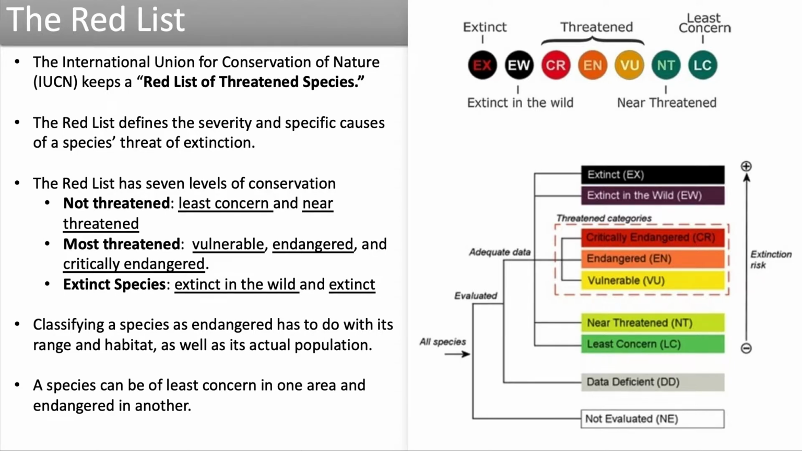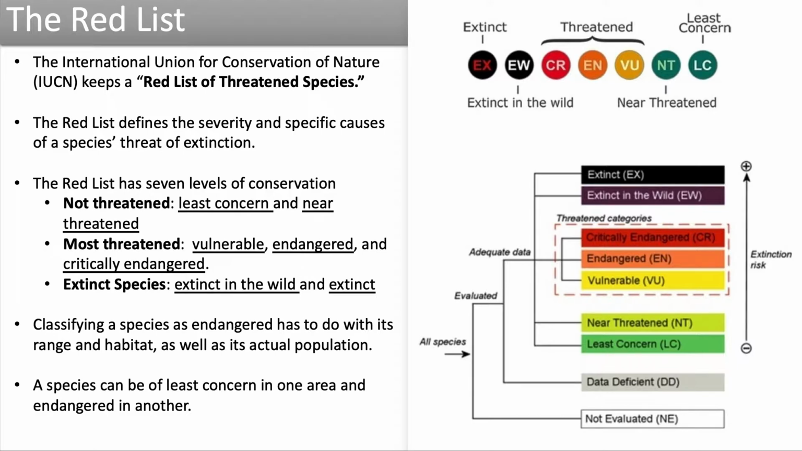There's what's called a Red List. This is kept by the International Union for Conservation of Nature, or the IUCN, and they keep a Red List of threatened species. The Red List defines the severity and the specific causes of a species' threat to extinction. The Red List has seven levels of conservation. There are two levels that are considered not threatened, which would be animals of least concern or near threatened. Then there are the most threatened, which are classified as vulnerable, endangered, or critically endangered, so they get more and more severe. And then there's, of course, extinct species, and there are two levels of extinct: extinct in the wild, and then just straight up extinct.